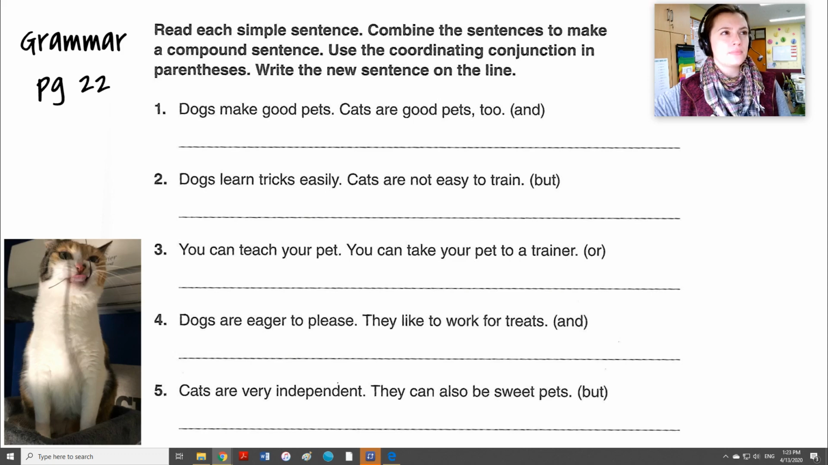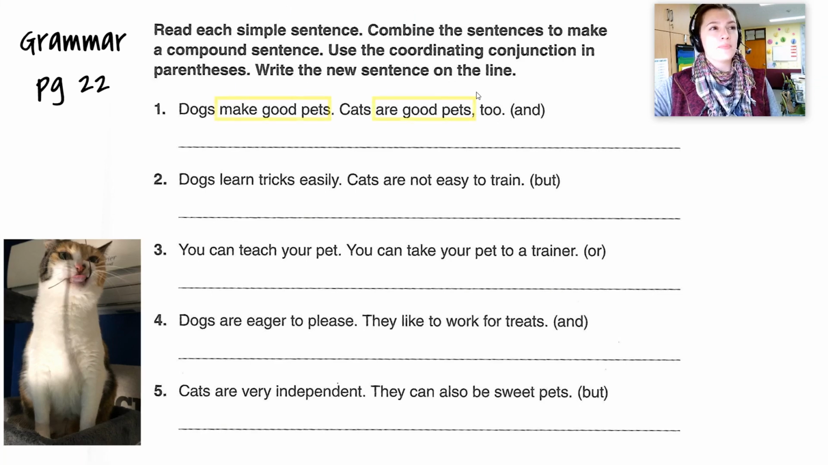Let's look at number 1. Read each simple sentence. Dogs make good pets. Cats are good pets too. Our coordinating conjunction, and. Now, are the subjects the same or different? Dogs, cats. Our subjects are different. But I want to look at the predicate. Make good pets, are good pets too. Our predicates are the same. I would like you to highlight only the predicate, and it needs to be the same color because the sentences are saying that both dogs and cats make good pets, so the predicates are the same. Highlight just like I did, please.